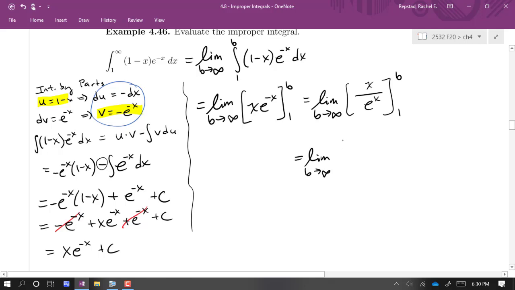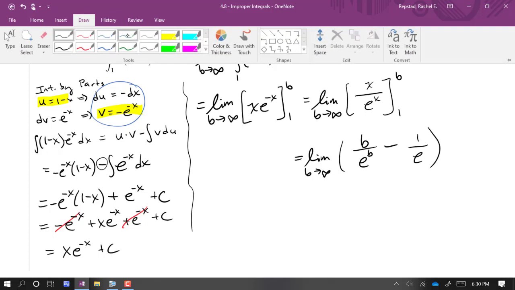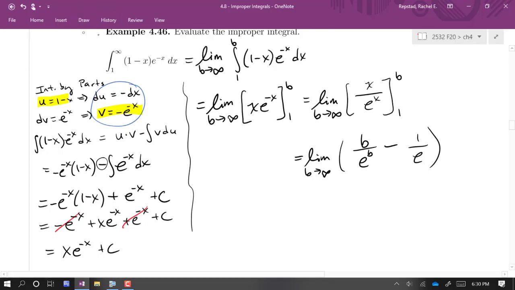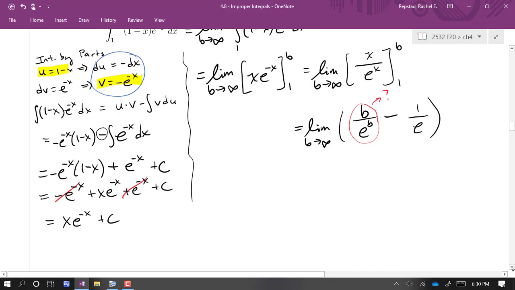So plugging in the upper limit first, we get b over e to the b, minus, plugging in 1, we get 1 over e. So 1 over e, that's a constant. So now we just have to figure out what is happening to b over e to the b. And that we can find by using L'Hopital.